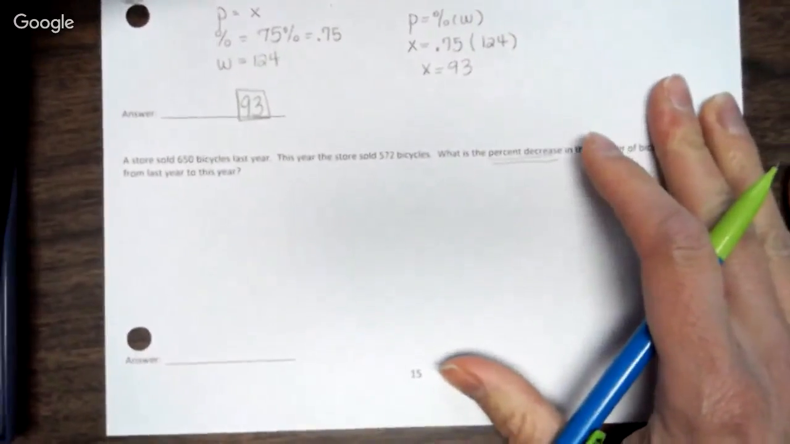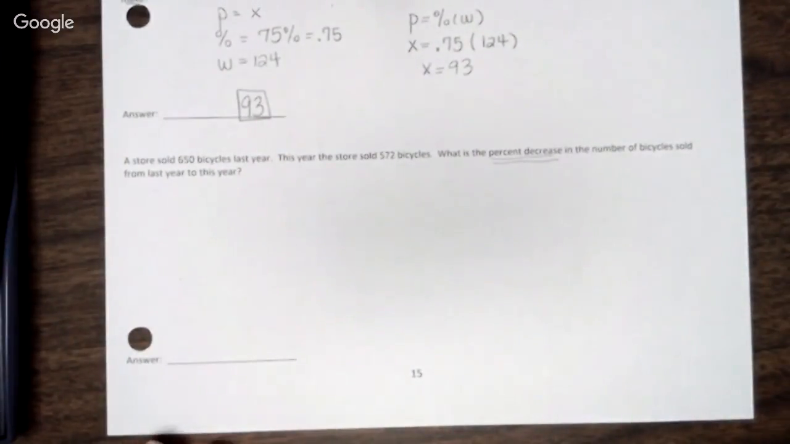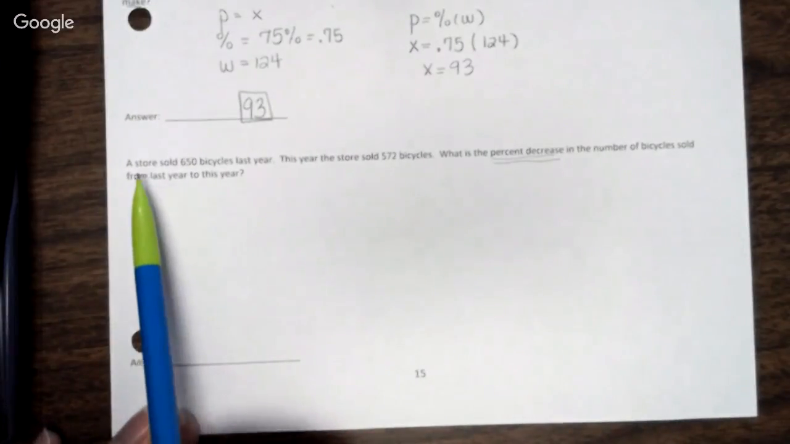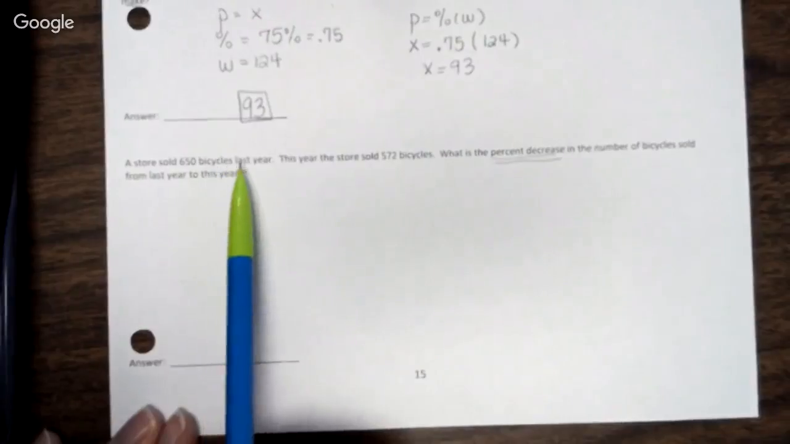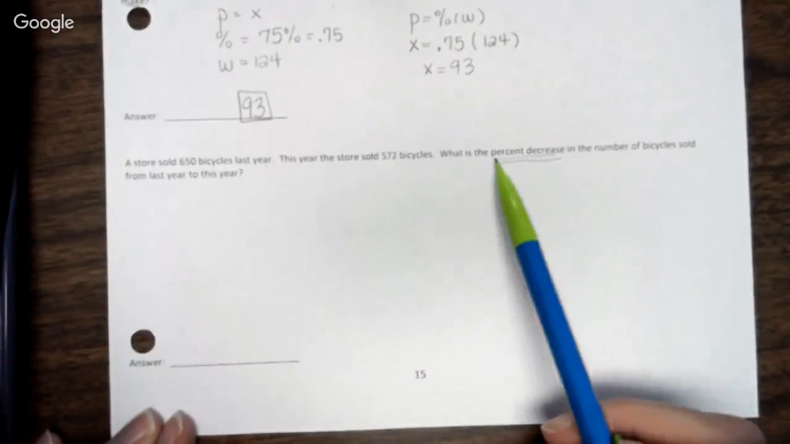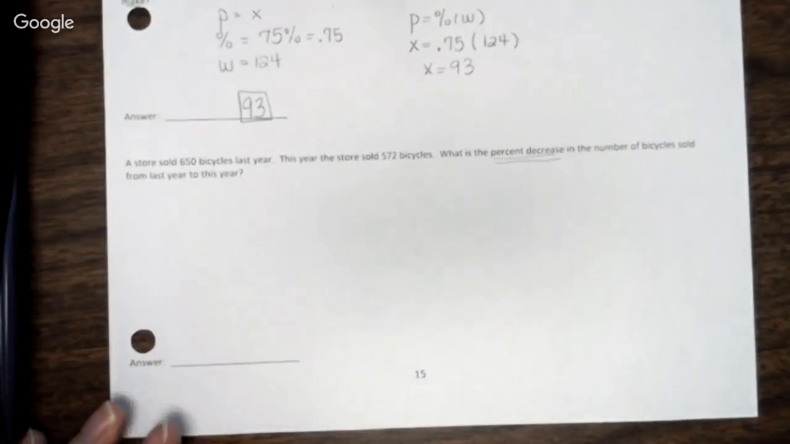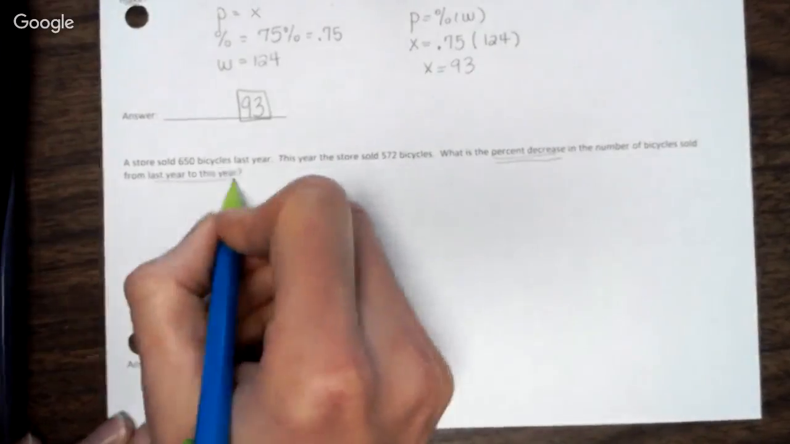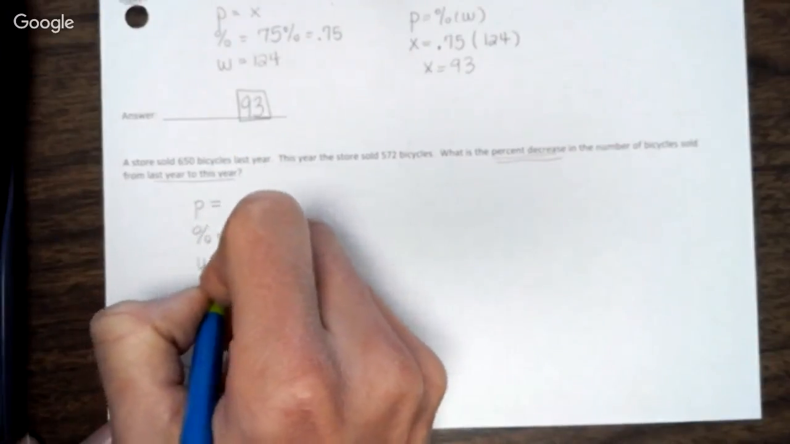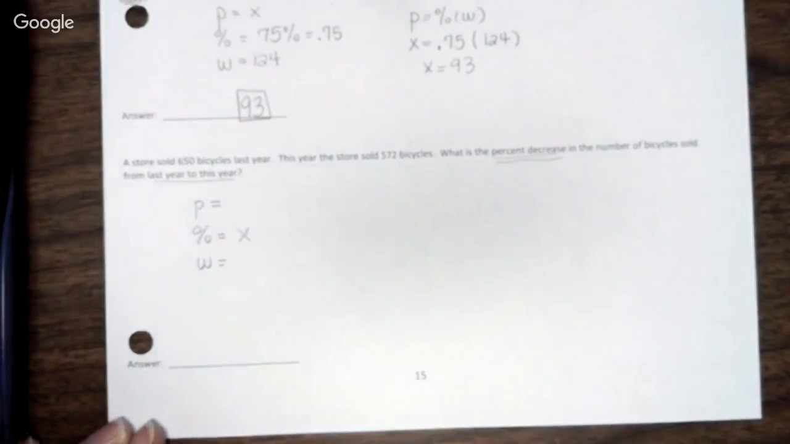Now we're going to go into the last one, which is talking about a percent decrease. We have talked about increasing and decreasing percentages. So let's look at this. It says a store sold 650 bicycles last year. This year, 572. So what percent decrease is this in the number of bicycles sold from last year to this year? So a couple of things I'm going to remind you. We don't know the percent. Obviously, that's our easy one to find.